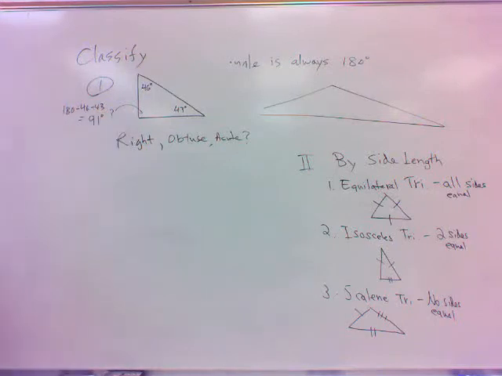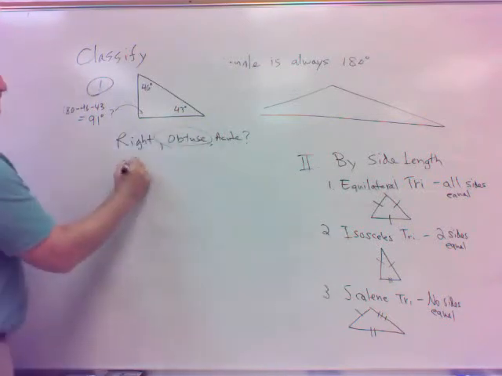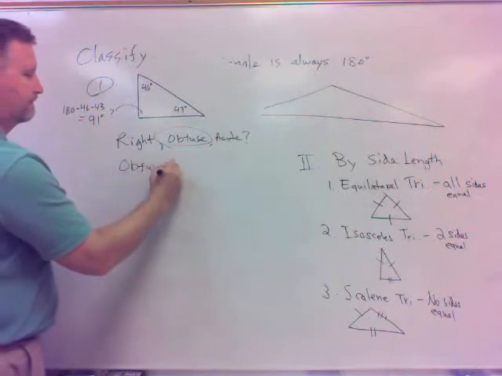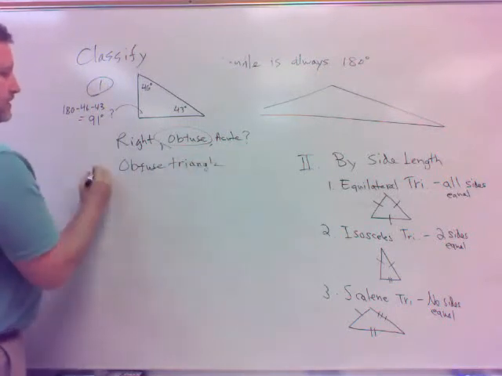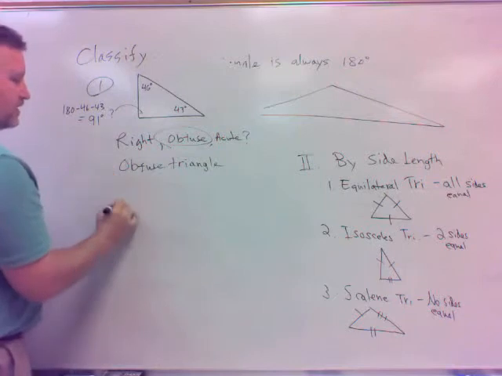What kind of angle is that? Is it a right? Right is 90. Is it acute? No, acute is less than 90. This is an obtuse angle, isn't it? So it's an obtuse triangle. Number 1. So what about the other classification?